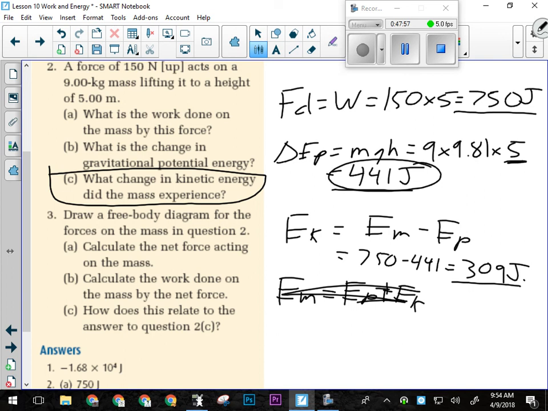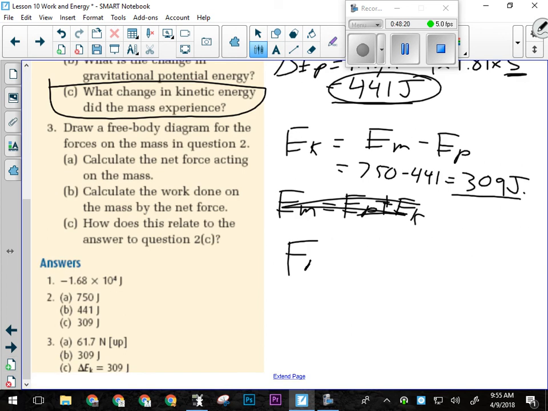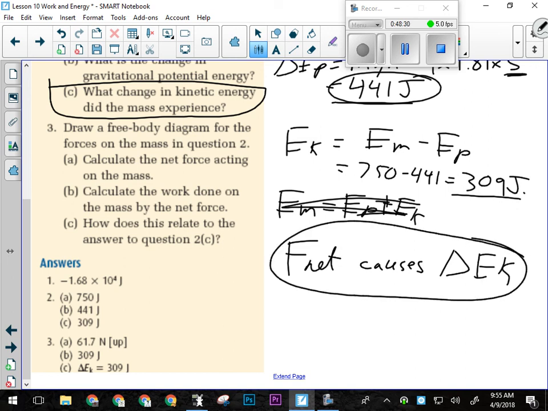It's always the net force that changes the kinetic energy because it is the net force that causes an object to accelerate. An object can move with no net force, but it can't accelerate unless there is a net force. So the net force always changes the kinetic energy. So it's something we should probably write down somewhere. It is the net force that causes the change in kinetic energy.